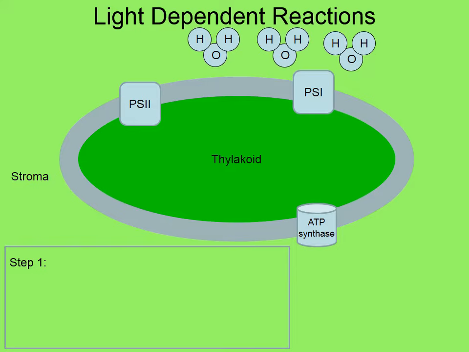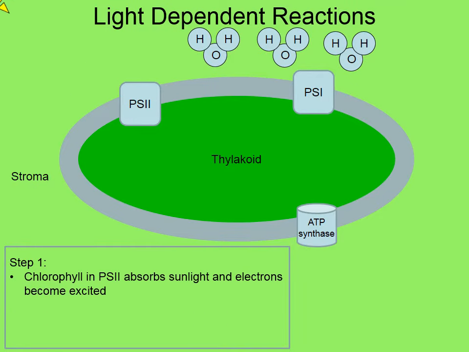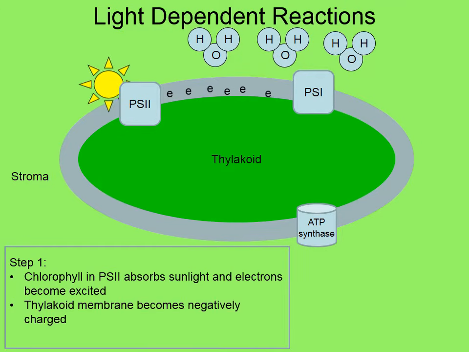Notice how in the membrane of the thylakoid there's an object labeled PS1 and PS2. These are what are called the photosystems. First of all, there's chlorophyll in the photosystems. Photosystem 2 is going to absorb sunlight. The chlorophyll inside photosystem 2 has electrons, and those electrons become excited. What that means is that the electrons jump into the actual thylakoid membrane.